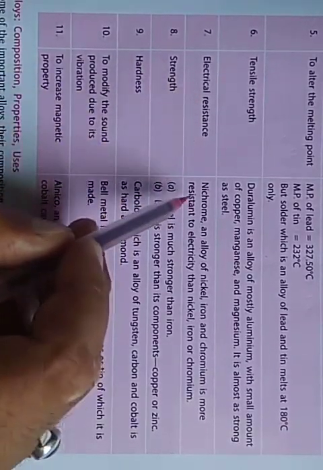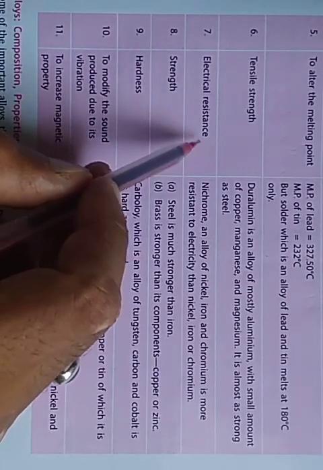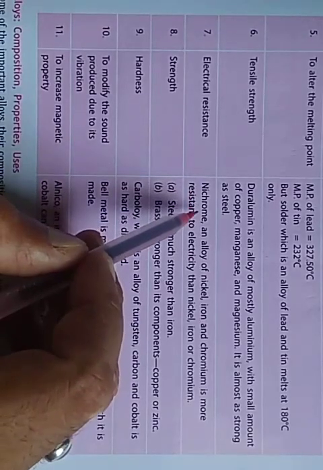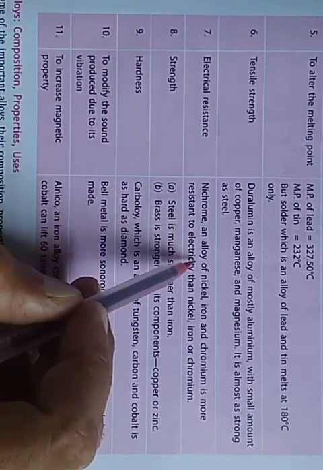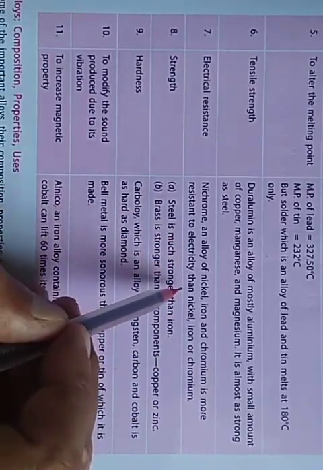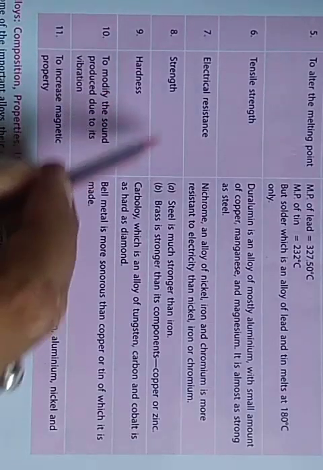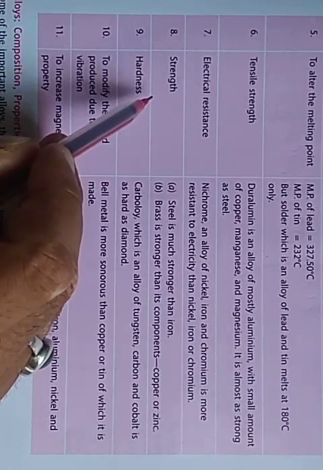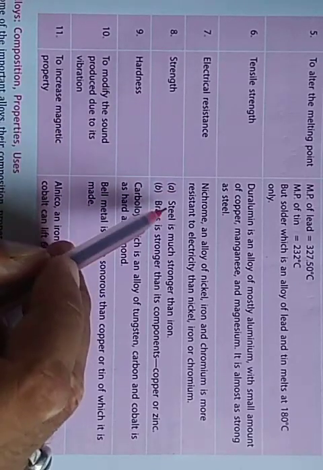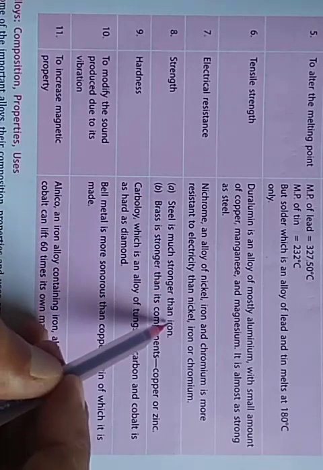Now electrical resistance. Generally an alloy has higher electrical resistance than its constituent metals. For example, nichrome is an alloy of nickel, iron and chromium. It has more resistance to electricity than nickel, iron or chromium. Now strength. An alloy is generally stronger than its constituent metals. For example, steel is much stronger than iron.